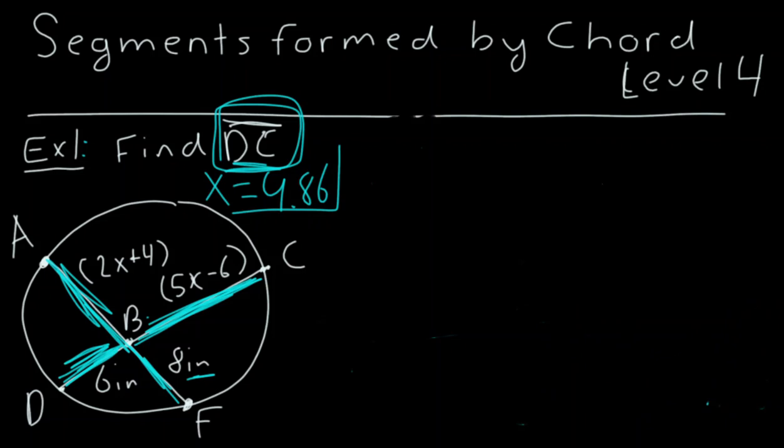Alright, so we know that x is 4.86. We know that we are trying to find DC. In fact, let me even switch to a different color. We're trying to find this entire line DC. And the way that we can write DC is 6 plus parentheses 5x minus 6, because whenever we know two pieces of a whole, we have to add them together.